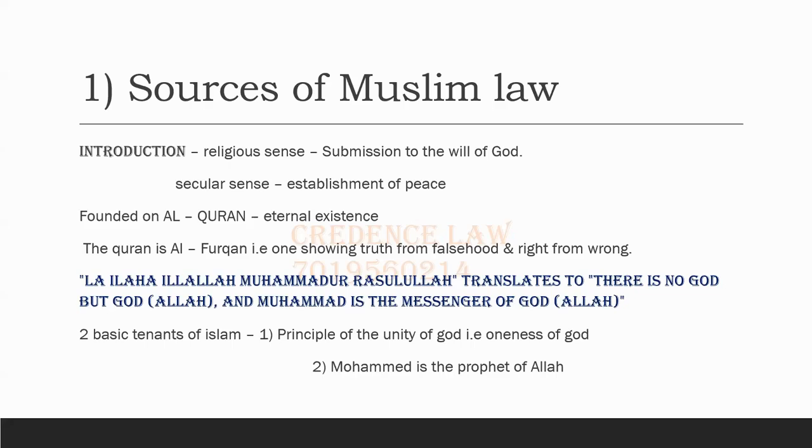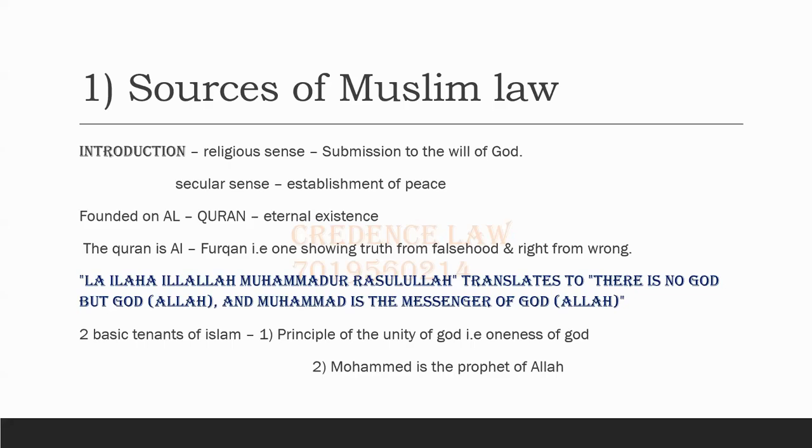From the secular sense, the meaning of the term Islam is to establish peace. And Islam is founded on the Quran. Quran means Al-Furqan, something which shows truth from falsehood, right from wrong. And the Quran is based on one very basic principle, an Arabic principle called La ilaha illallah Muhammadur Rasulullah. That means there is no God but Allah, and Prophet Muhammad is the messenger. It says there is only one God, Allah, and Muhammad is the messenger.